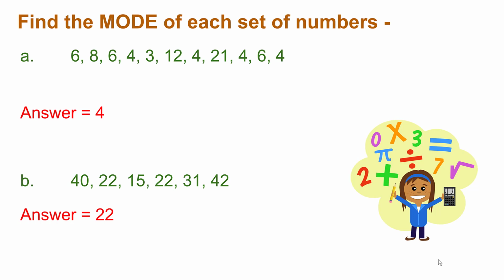Mode. Mode is the most common number, the one that comes up the most. And the mode here is 4 because there are four 4s. 6 does have 3, but 4 has more, so the mode is 4. And for B, the mode is 22. It has 2 and nothing else has that.